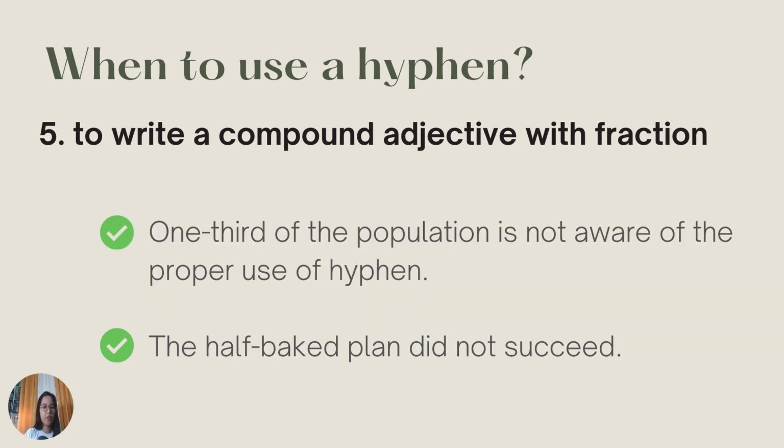Fifth is another example. If we are writing a compound adjective with a fraction, just like one-third and half-baked, we need to use a hyphen.